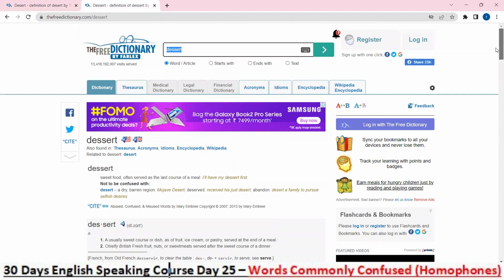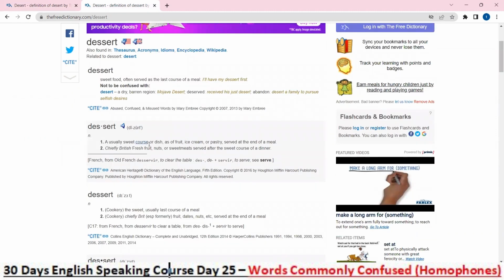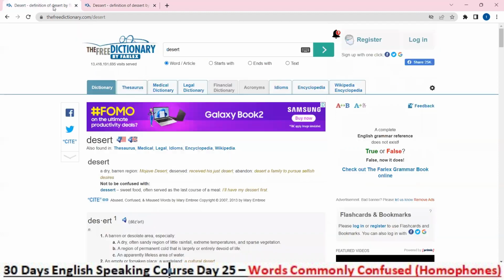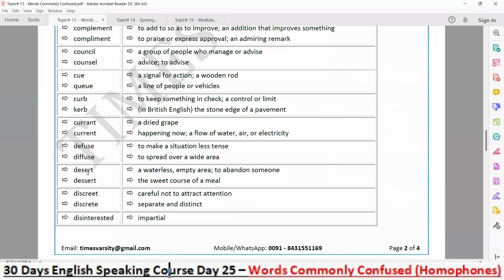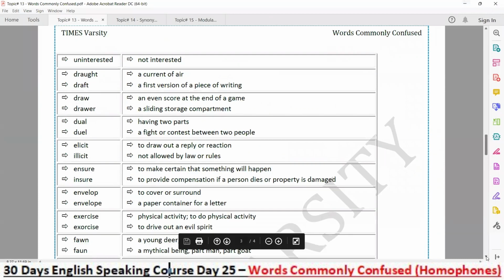Dessert means sweet. A usually sweet course or dish which we normally take after the main dish, like ice cream, fruit, or whatever is served at the end of a meal. Normally in hotels we order dessert after our main meal, which may be sweet or something, right? So that is called dessert. And this one is desert. You see here, so correct pronunciation and correct meaning, these two things are important.